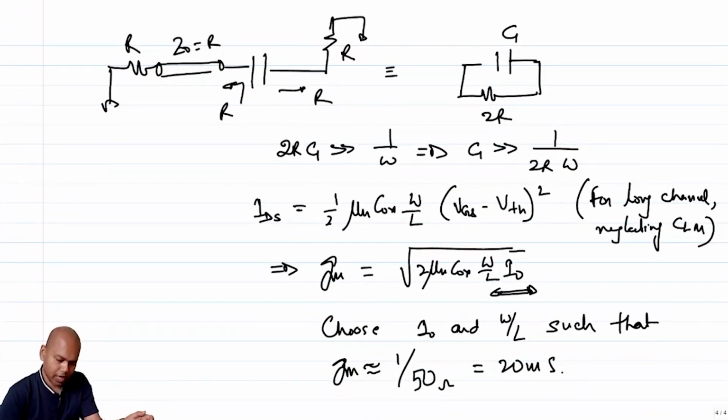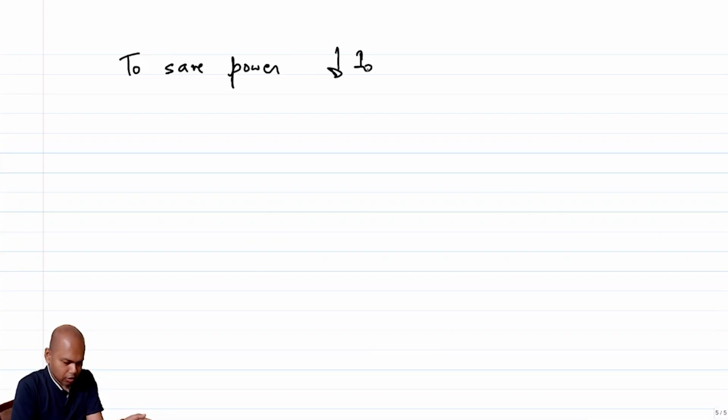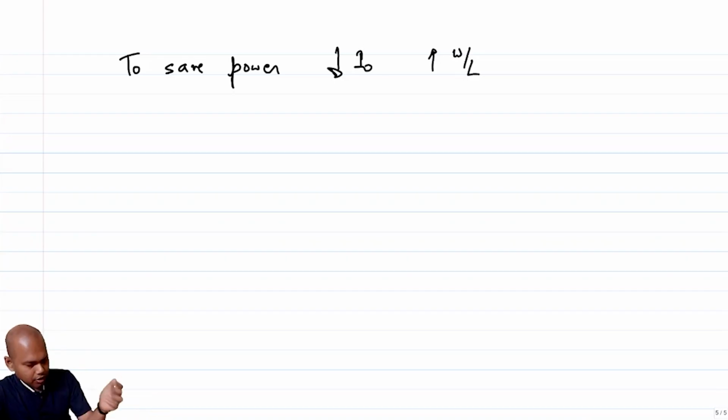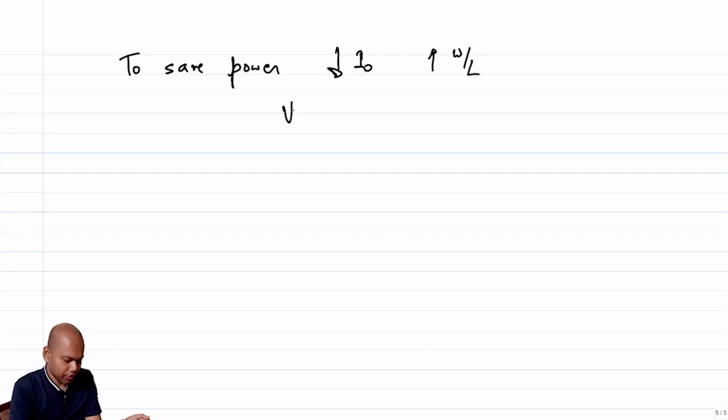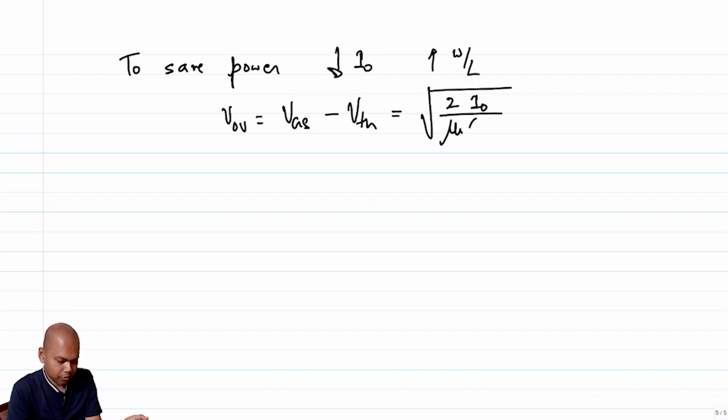But if I reduce I naught and increase W by L, what happens? That seems to be a good strategy, right? So to save power, reduce I naught and increase W by L. Correct? Now note that my VGS minus threshold voltage, which we call the overdrive voltage, is essentially under root 2 I naught by un Cox W by L, right?